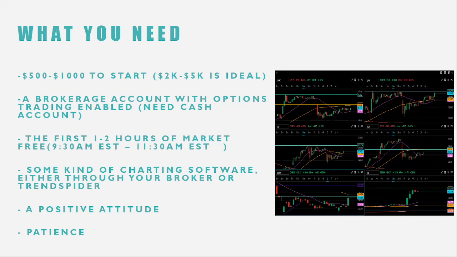And you need a brokerage account with options trading enabled. A cash account. We'll talk about that later. And you need the first 1 to 2 hours of market available to trade. So in Eastern time, that is 9:30 a.m. to 11:30 a.m. And you need some kind of way to look at charts, either through your broker, TradingView, TrendSpider, Robinhood, not really. Positive attitude and patience. Those are key.